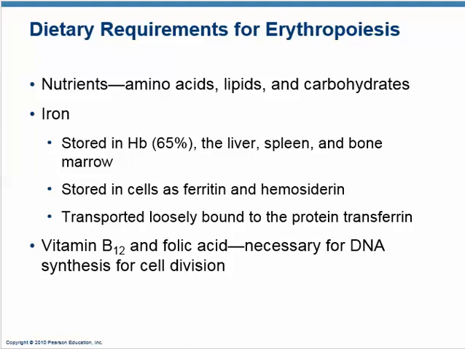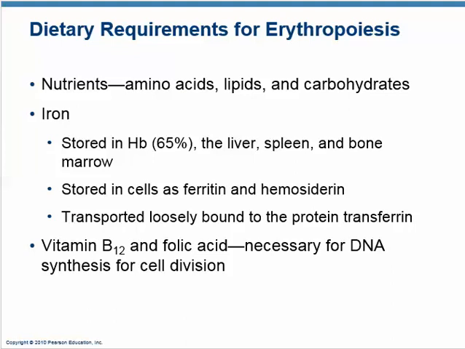You need lots of amino acids, you need fats for the cellular membranes, you need lots of carbohydrates, you need iron, and you need B12 and folic acid in order to make this happen. So people that are low in B12 end up somewhat anemic and they're tired. Same with folic acid. The same with not enough iron.